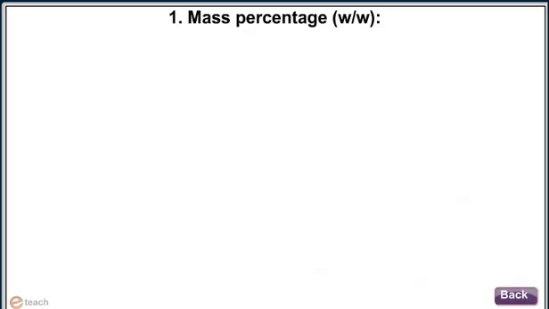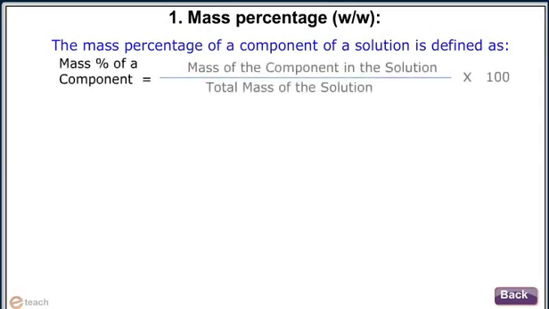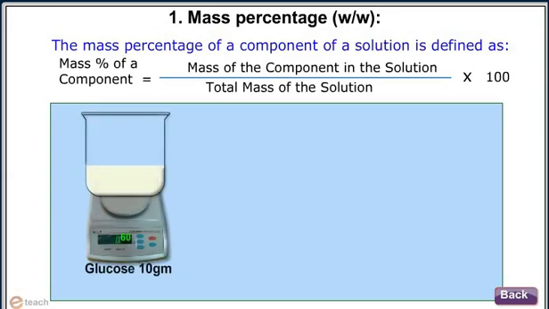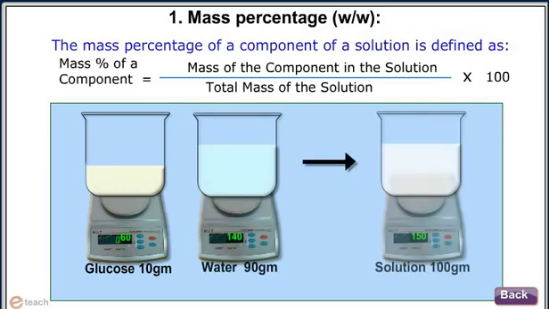Mass percentage, W by W. The mass percentage of a component of a solution is defined as: mass percentage of a component equals the mass of the component in the solution divided by the total mass of the solution, into 100. The animation shows 10 gram of glucose mixed with 90 gram of water to give 100 gram of solution. Here 50 gram is the weight of the beaker. Mass percentage of the component is 10 by 100 into 100, which is 10%.